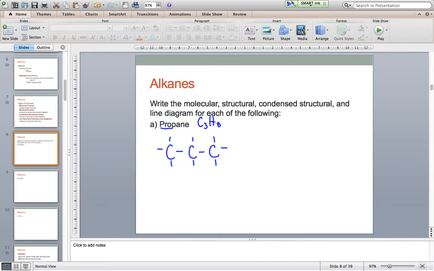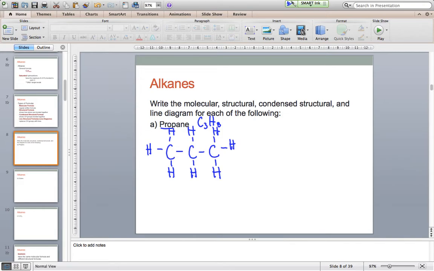Okay? Now I have to figure out, well, how do I put 8 hydrogens around here? And magically, these bonds coming off the carbons that I drew, because I knew each carbon had to have 4 things bonded to it, are all bonded to H's. Okay, so that's our structural formula.